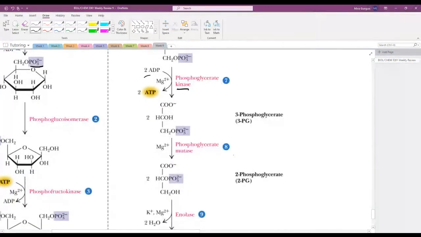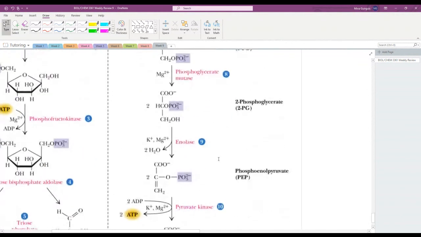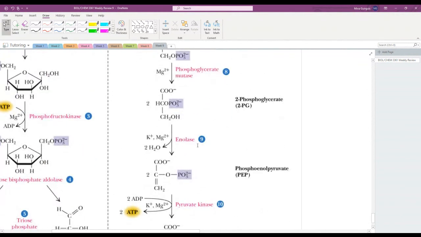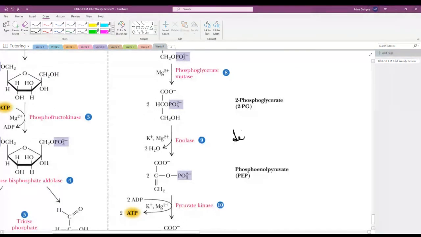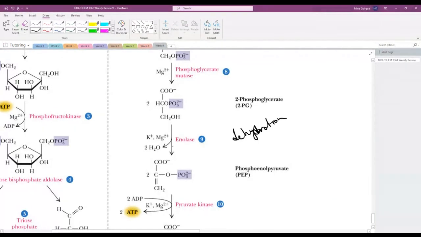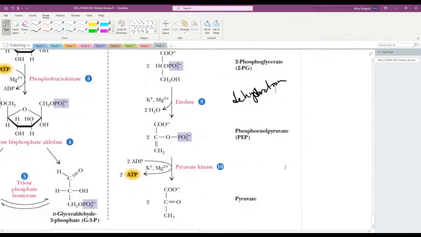The next reaction is a mutase. Once again, pretty energetically, okay, it's just moving something around. The next reaction is called an enolase reaction. This enolase is really a dehydration. You're losing 2 H2O. Nothing else is really changing. You get phosphoenolpyruvate out of there, and once again, we're making ATP.